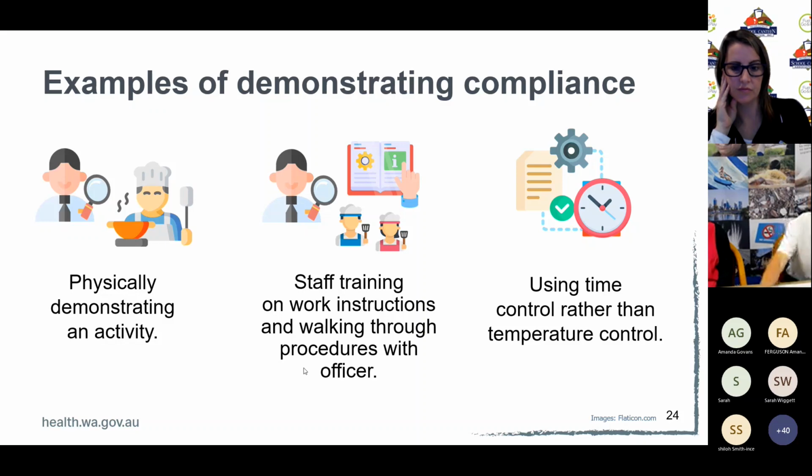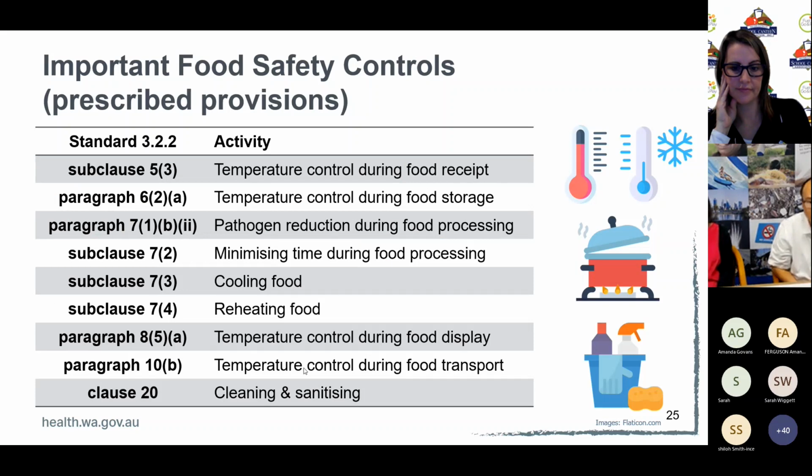So what records do you need to make? In the standards, there are prescribed provisions which outline what controls you need to make a record of. It is lifted off standard 3.2.2. You might be familiar with this if you're already being assessed by the local government. It is the other standard which stipulates the food handling requirements. So under clause 5, part 3, temperature during food receipt. Again, when you receive food from either delivery or a contractor sending food in, you need to take a temperature of it to validate that it's within range.